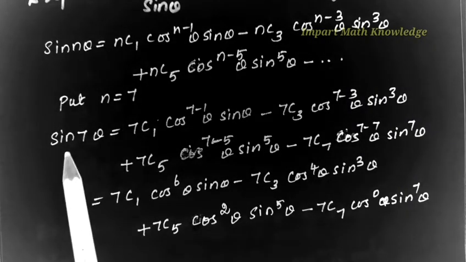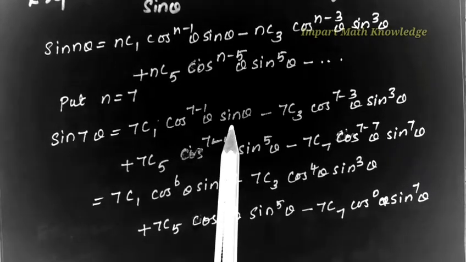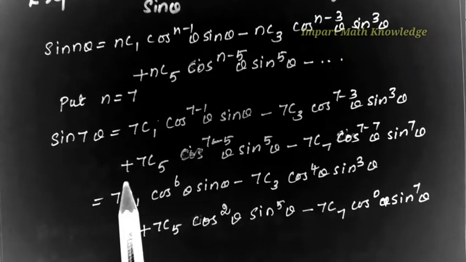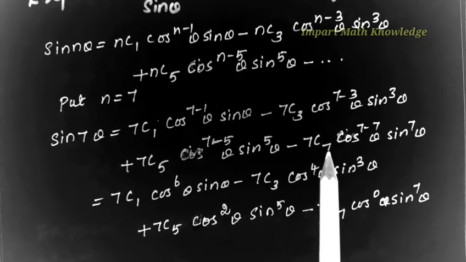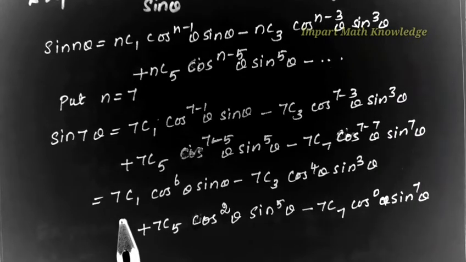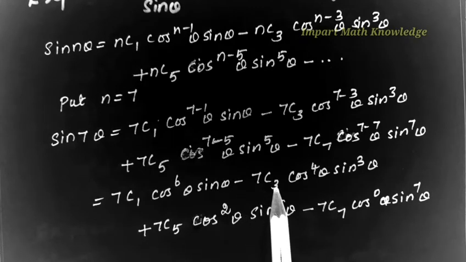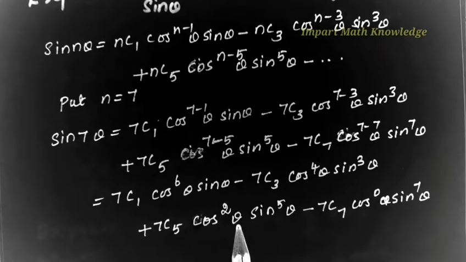Put n is equal to 7. We get sin 7θ is equal to 7C1 cos^(7-1)θ sinθ minus 7C3 cos^(7-3)θ sin³θ plus 7C5 cos^(7-5)θ sin⁵θ minus 7C7 cos^(7-7)θ sin⁷θ. That is 7C1 cos⁶θ sinθ, minus 7C3 cos⁴θ sin³θ, plus 7C5 cos²θ sin⁵θ, minus 7C7 sin⁷θ.